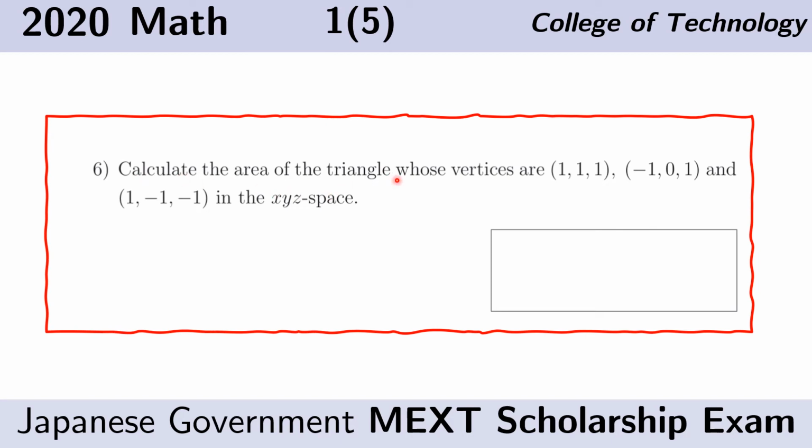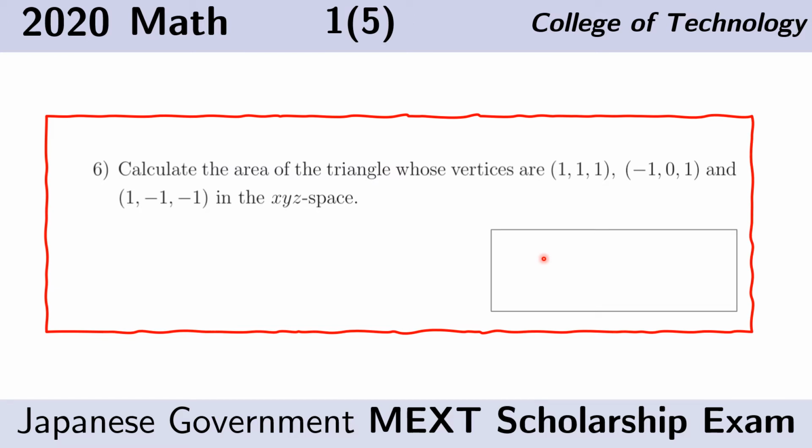Calculate the area of the triangle whose vertices are (1, 1, 1), (-1, 0, 1), and (1, -1, -1) in the XYZ space. This is a straightforward problem when we recall that the magnitude of the vector cross product actually gives us the area of the parallelogram determined by two vectors. And certainly these three vertices form two vectors which correspond to two sides of the triangle, and the third vector is a diagonal of that parallelogram.